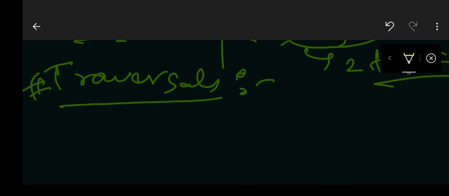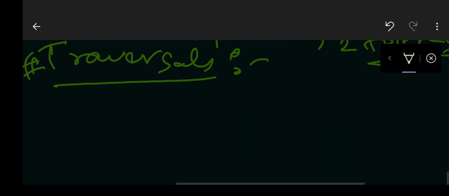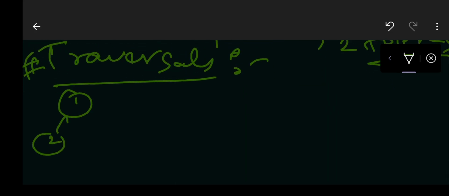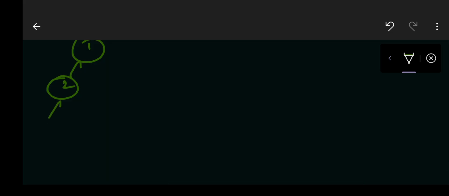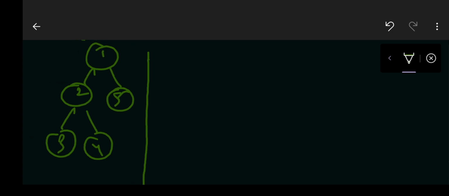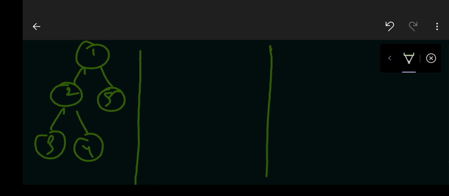Okay, so the next thing that we are going to do is traversal. Let's take a simple graph and we are going to traverse in that graph. So 1 2 3 4 and then a 5. This is the graph that we are taking. 1 2 3 4 5. Here we are going to represent its adjacency list.